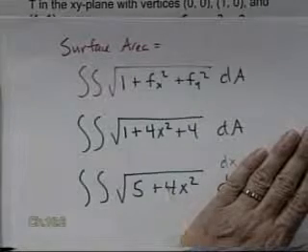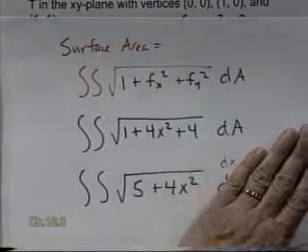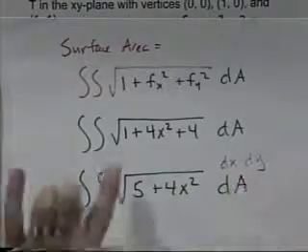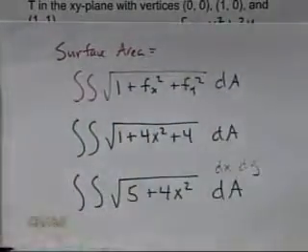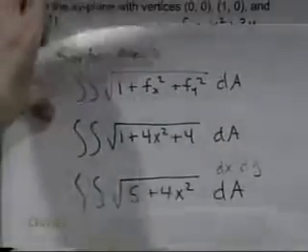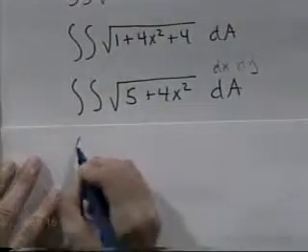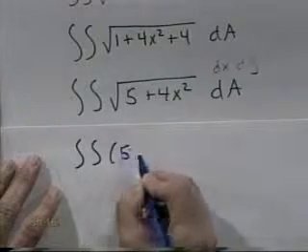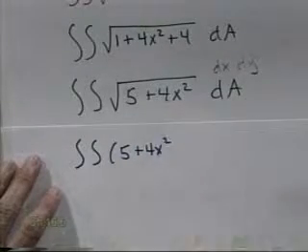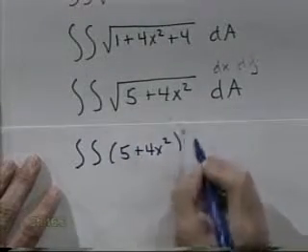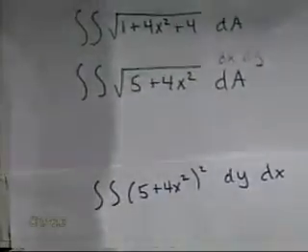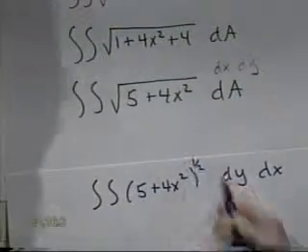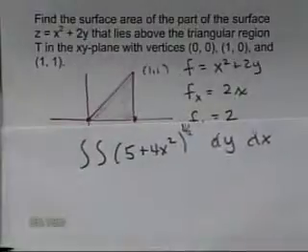But instead, let's try integrating dy dx instead. If you integrate dy dx, that inner integral is going to introduce an x. So the integral I'm going to want to do is 5 plus 4x squared dy dx. And my parentheses, to the 1/2, Miss Strocko. To the 1/2, thank you. Definitely to the 1/2. Square root is a 1/2.